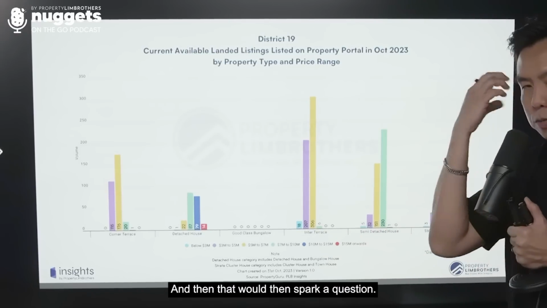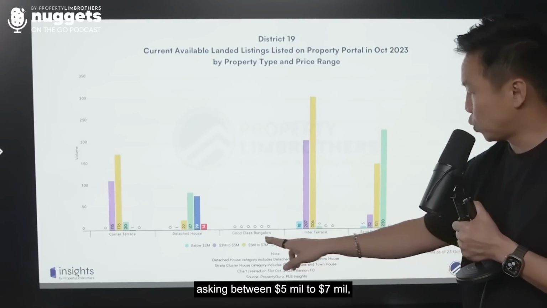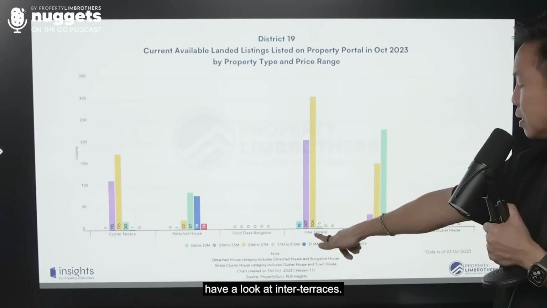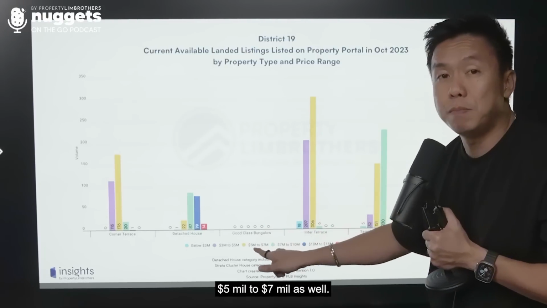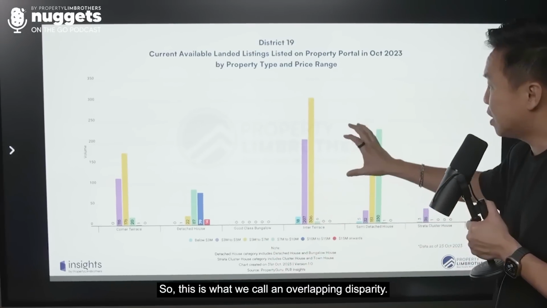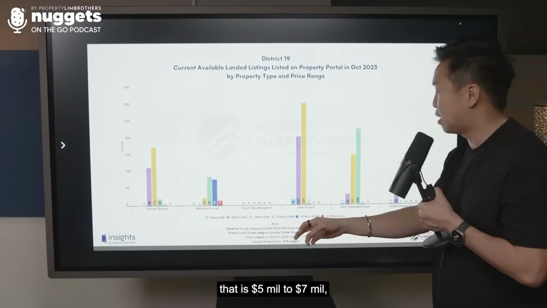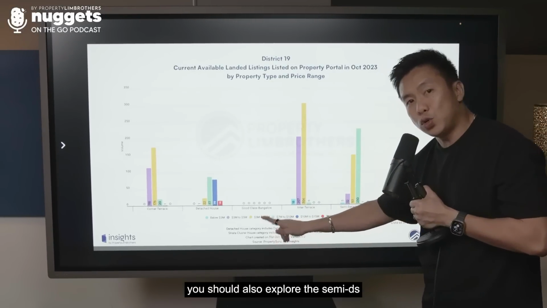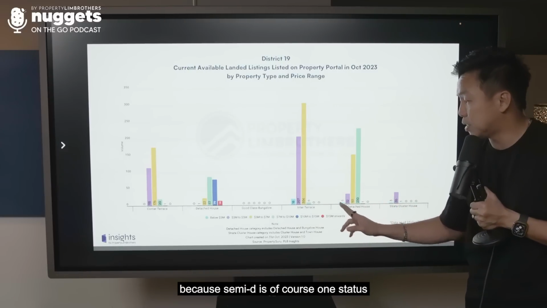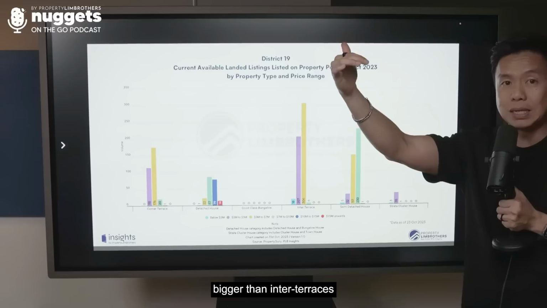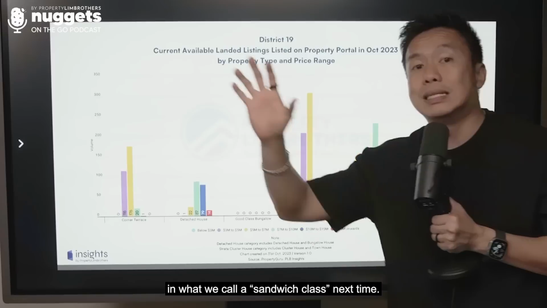And then that will spark a question. If there are 151 semi-D listings asking between 5 to 7 mil, have a look at inter-terraces. There are 306 listings asking between 5 to 7 mil as well. So this is what we call an overlapping disparity. That means if you want to buy an inter-terrace that is 5 to 7 million, you should also explore the semi-Ds that are asking between 5 to 7 million, because a semi-D is of course one status bigger than an inter-terrace, and you don't want to be caught in what we call a sandwich class next time.